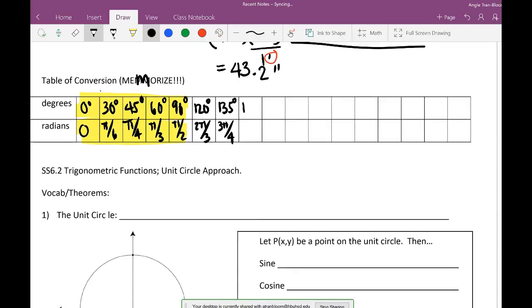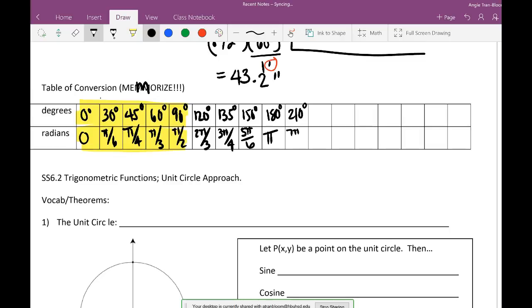Okay. The next one is 150. Divide by which angle perfectly? 30. How many times? 5. So this is 5 pi over 6. The next one is exactly 180. And we know by now 180 is how many pi? Just pi. Next one's 210, right, y'all? 210 divides by what perfectly? 30. How many times? 7. Great. So what's this one? 7 pi over 6.